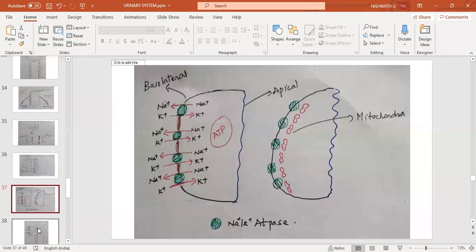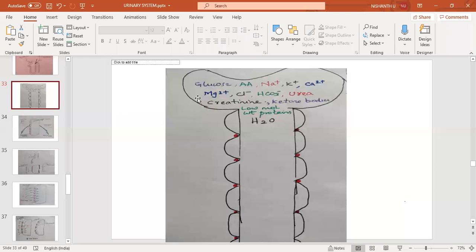Yeah. Now the question, what is that? You just go through the slide. I told you that glucose, amino acids, sodium, potassium, calcium, magnesium, like that, so many are there. When so many substances are there, some are going to get reabsorbed 100%, some are getting absorbed partially, some never get reabsorbed, everything will get eliminated.